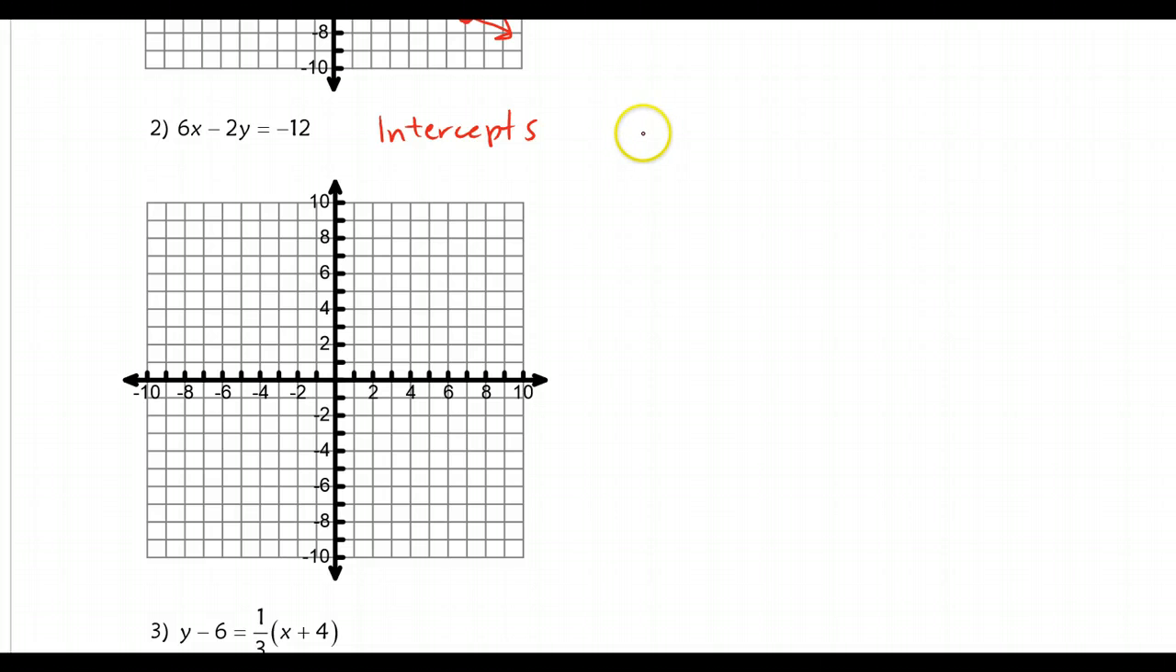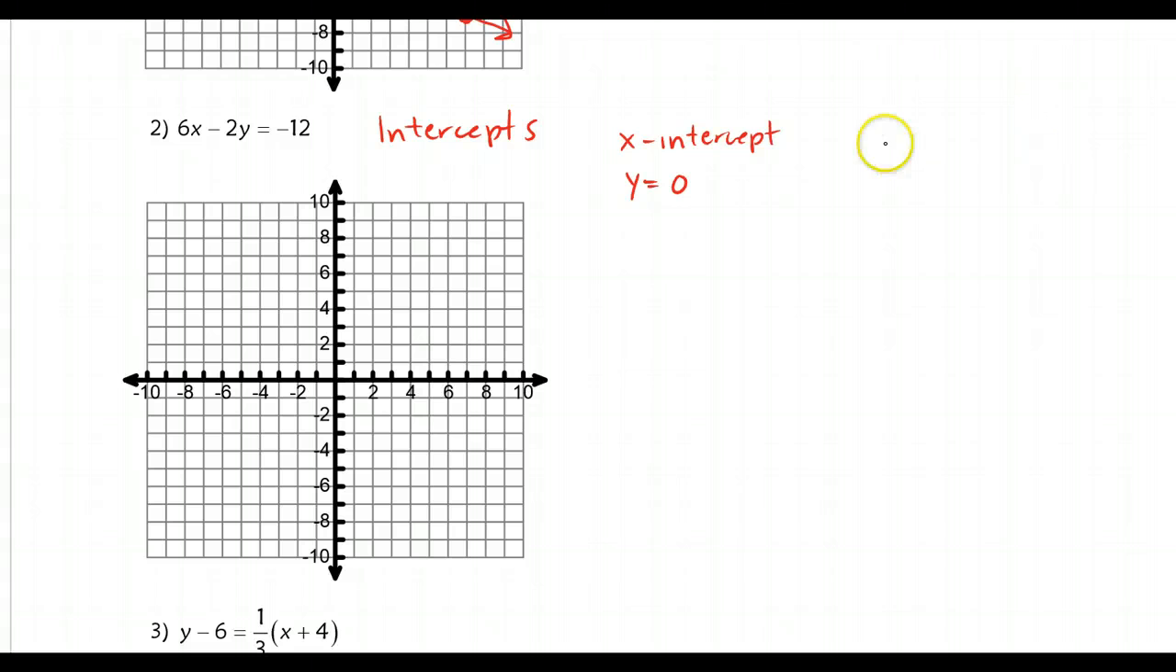When a line crosses the x-axis, it's called an x-intercept. And for every x-intercept, we always know that y equals 0, right? If it's going to cross this line, that means this coordinate here has to have a y coordinate of 0. This would be like (6, 0). So that means we know that y is 0.